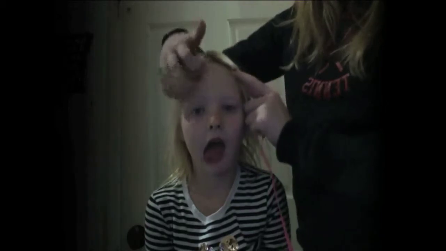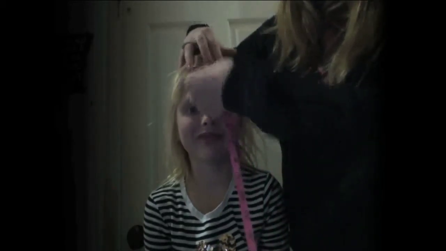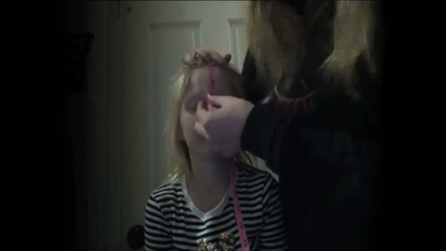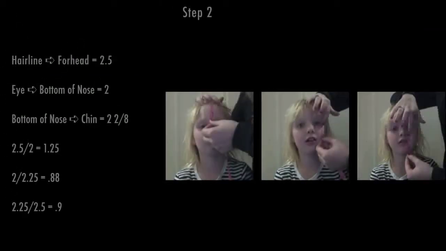The next measurement we're going to take is the forehead to the hairline. So moving her bangs over here, we got our hairline to her forehead, which is going to give me about 2.5 inches. Splitting the face up into 3 segments, first one being hairline to forehead, second being eye to the bottom of the nose, and the third being bottom of the nose to chin, we divide them separately and make 3 different ratios. So we divide the first segment by the second, then we divide the second segment by the third, and then we divide the third segment by the first.